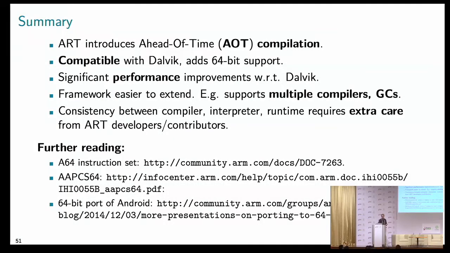So this brings me to the summary. First of all, I'd like you to bring home a few messages. So first of all, as we have seen, Art introduces ahead-of-time compilation. It is compatible with Dalvik, but it adds a 64-bit mode of execution. It gives a significant performance improvement with respect to Dalvik, although there may be further work to improve it. And then, in general, it gives a framework which is easier to extend with respect to Dalvik. It supports multiple compilers. It makes adding new GC schemes easier.